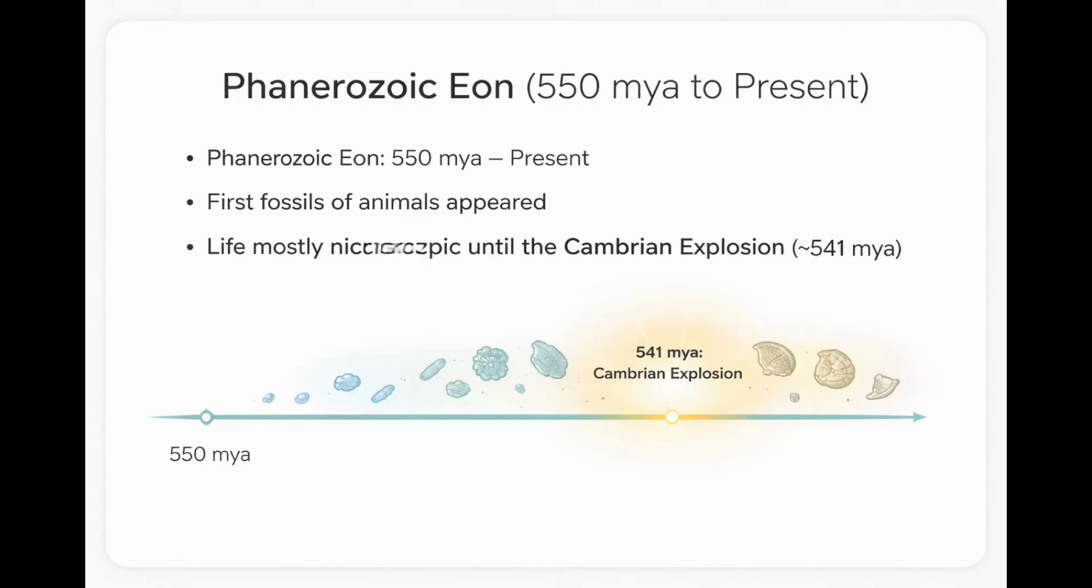Now we enter the Phanerozoic eon, from about 550 million years ago to the present. A key biological shift is that the first fossils of animals appear in this broad interval. But it's also emphasized that life remained mostly microscopic until the Cambrian explosion, around 541 million years ago, an interval famous for the rapid appearance of many animal groups in the fossil record.